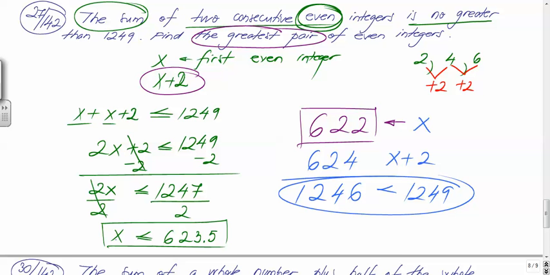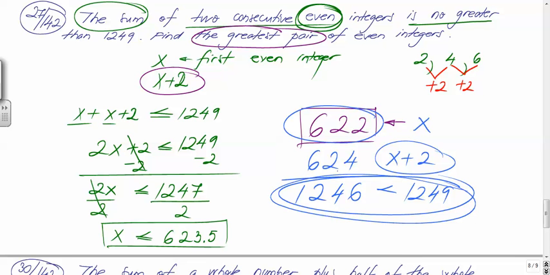X has to be less than 623.5. It can be 622. X plus 2, the next consecutive integer, could be 624, and here we are. This is the answer to this problem. Okay, one more for today.